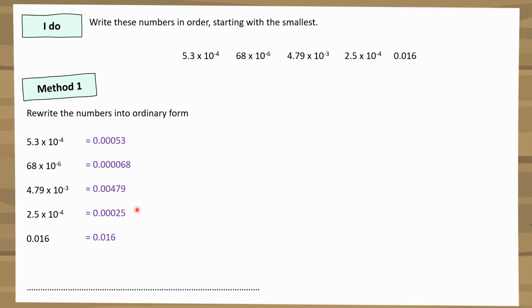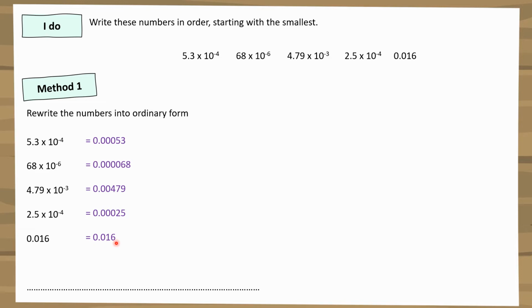Now once we have them all in ordinary form, it's just a case of ordering them from smallest to largest. So I can see that this number here is the smallest because I have 4 zeros after the decimal point. Then I have two numbers that have 3 zeros after the decimal point, but this one is 25 and this one is 53 after those 3 zeros. So this one is the next smallest number followed by this one. Then this number here has 2 zeros after the decimal point, so that is the next in my list. And finally, this number is the largest, having only 1 zero after the decimal point.